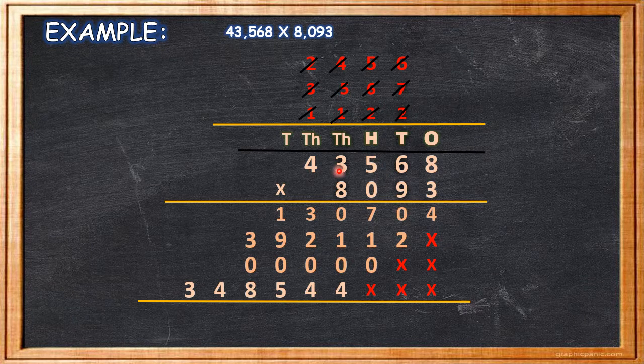9 3s are 27. 27 plus 5, 32. 2 will be here and 3 will be carry over. 9 4s are 36, 36 plus 3, 39. Yes, children, this is clear.